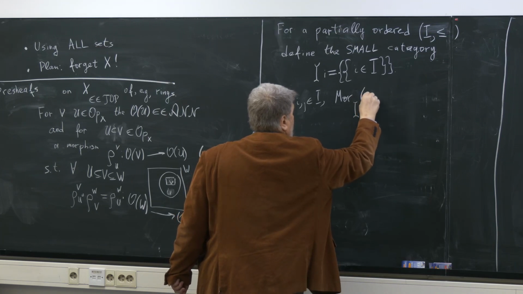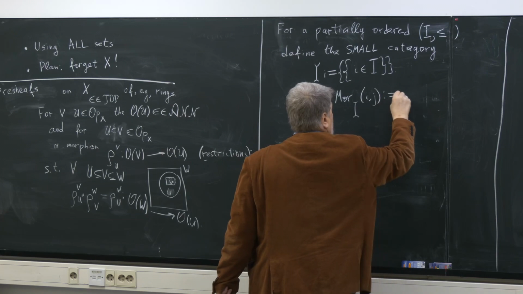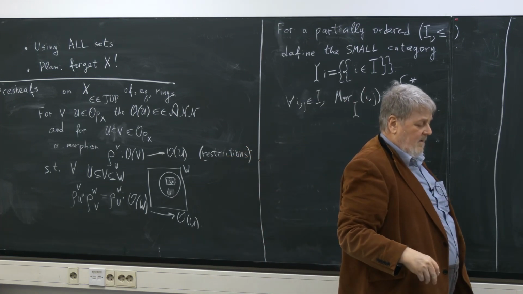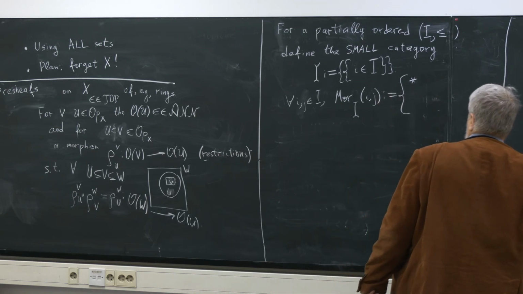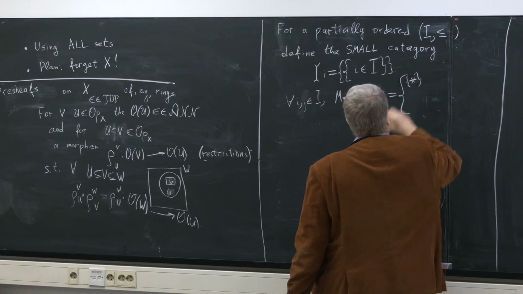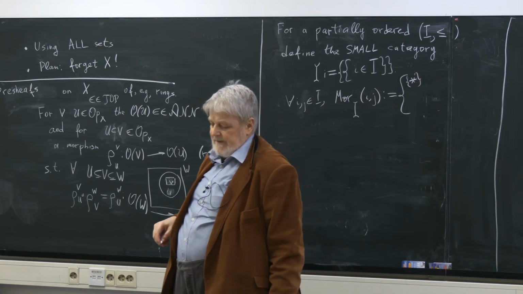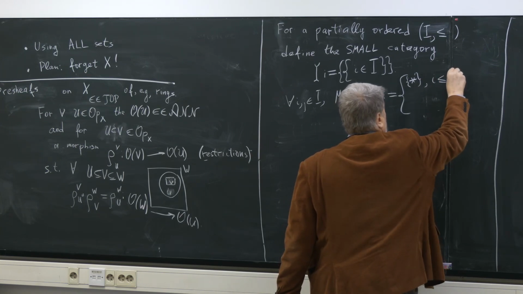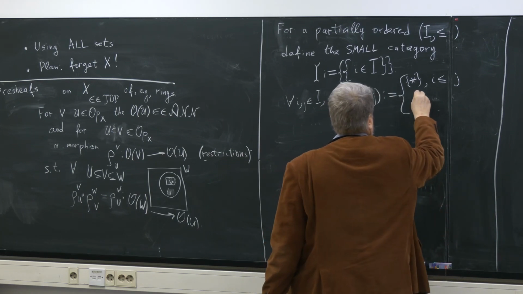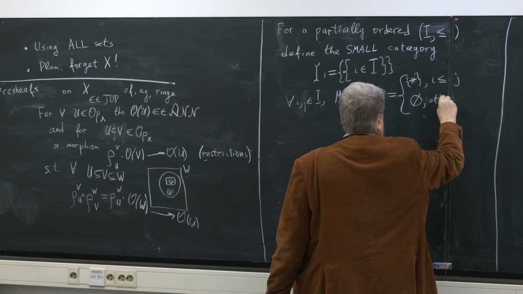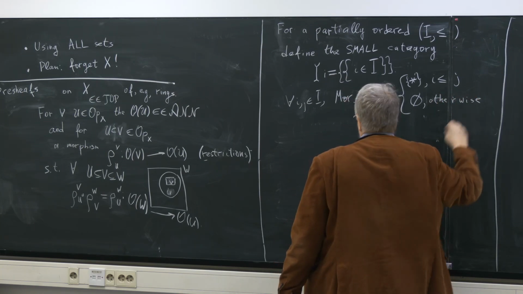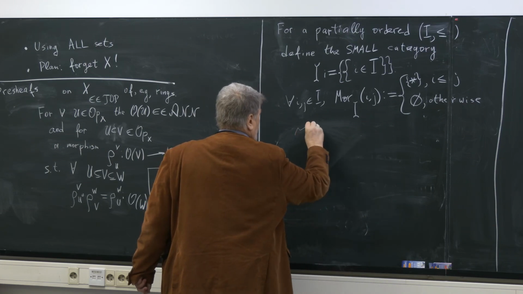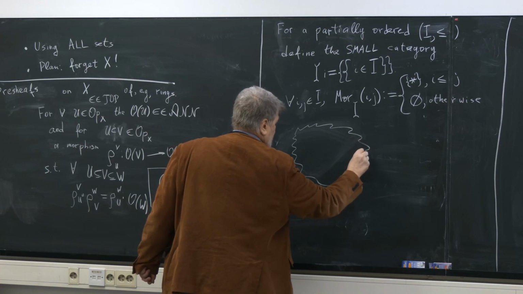the morphism of this category from I to J is some one element set. I just denote it by star, having no natural notations for it. Perhaps I better take it in the braces to stress that it is a one element set. So it happens if I is smaller than or equal to J and empty otherwise. I haven't written the general picture of a category. I had to do it before.